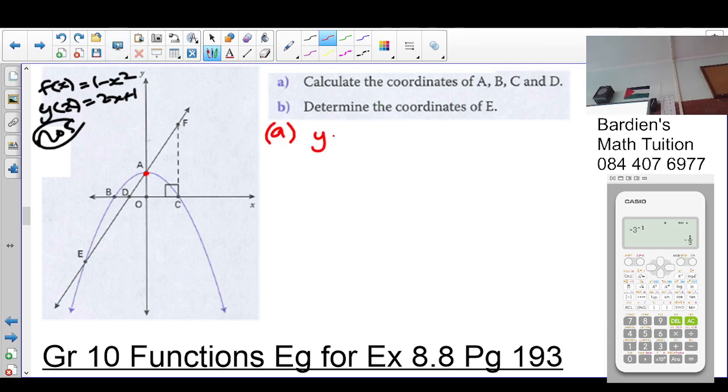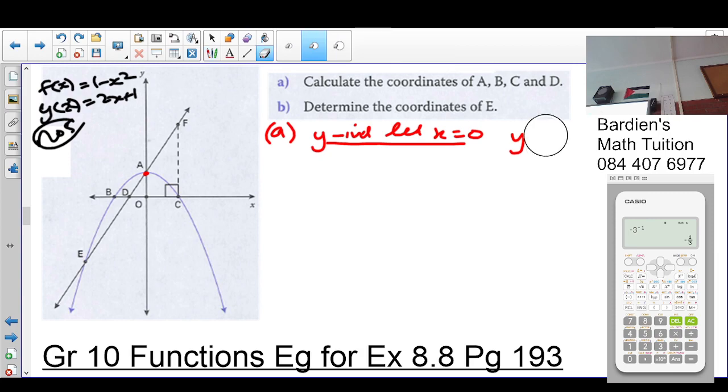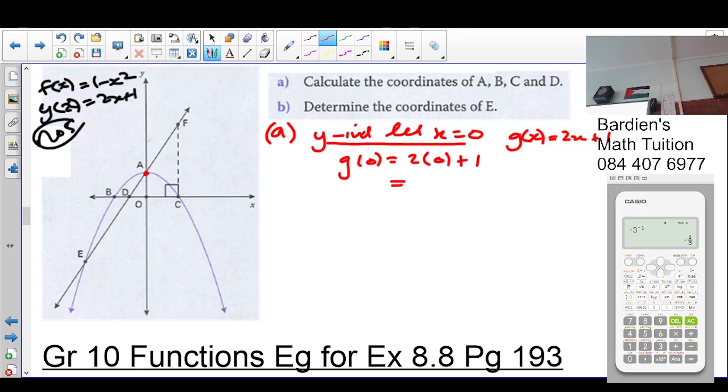For your y-intercept, what do we do? Let x equal to 0. So g of x is equal to 2x plus 1, or you could have gone with f of x. So g of 0 is equal to 2 times 0 plus 1, which is 1. Therefore, A is 0 and 1. But people, if that sum comes in the exam, we only give you one mark for that sum, because you should have been able to read it off from the equation. But like I said, if you didn't know that, it's fine. Do the calculation for one.